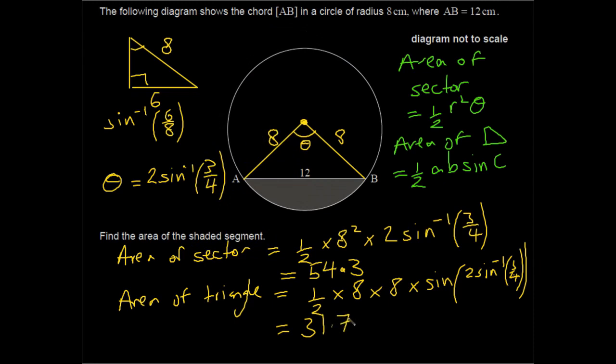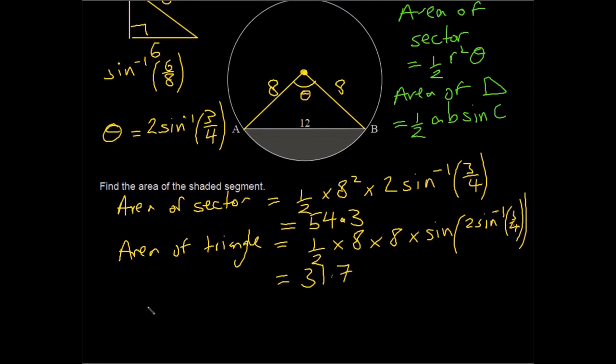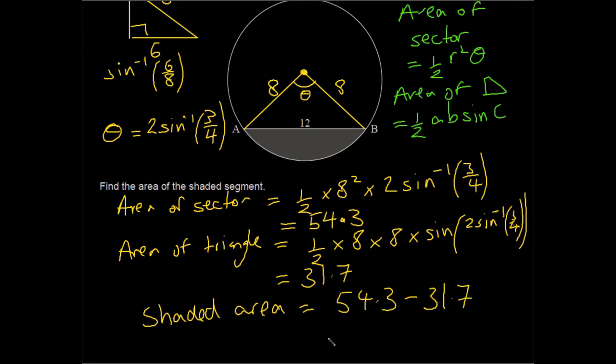So that would mean that the shaded area is going to equal 54.3 minus 31.7, which is going to be 22.6.